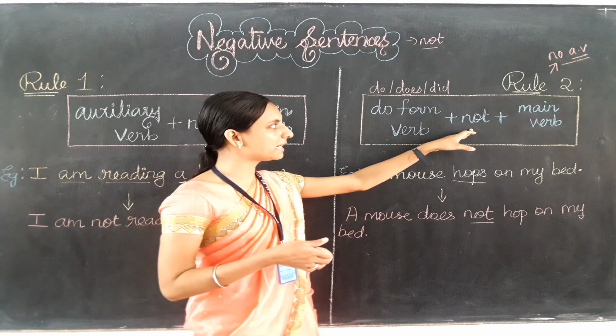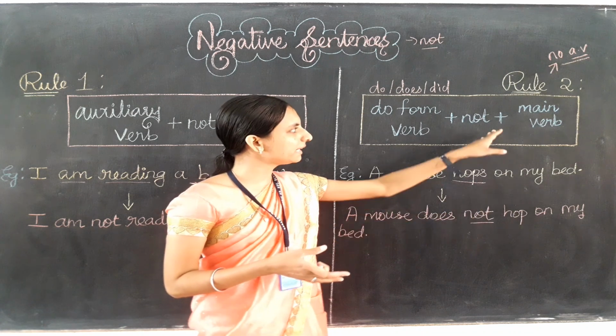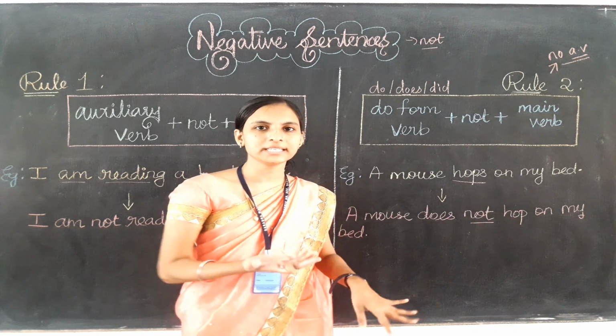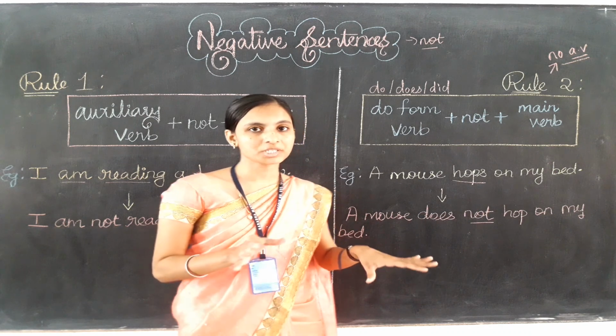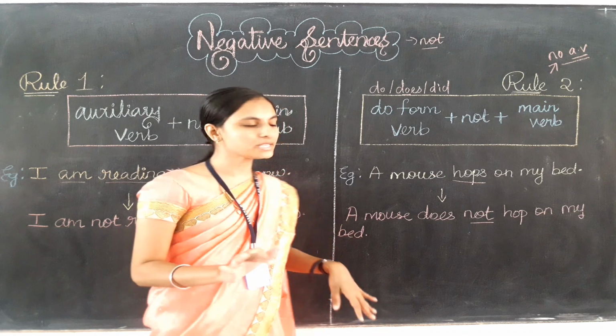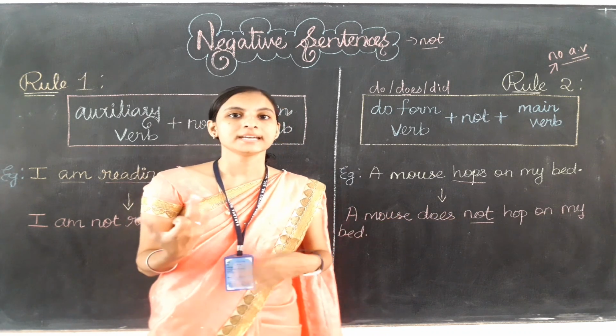Then after writing does, we need to write not to show the negative sentence. Then the main verb will come. Then on my bed, all other things will come as it is. Are you clear, children? So now, a mouse hops on my bed is a positive sentence, and a mouse does not hop on my bed is the negative sentence.